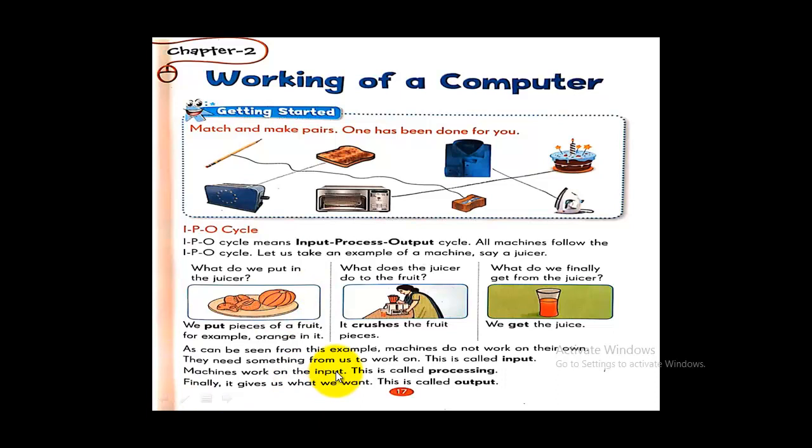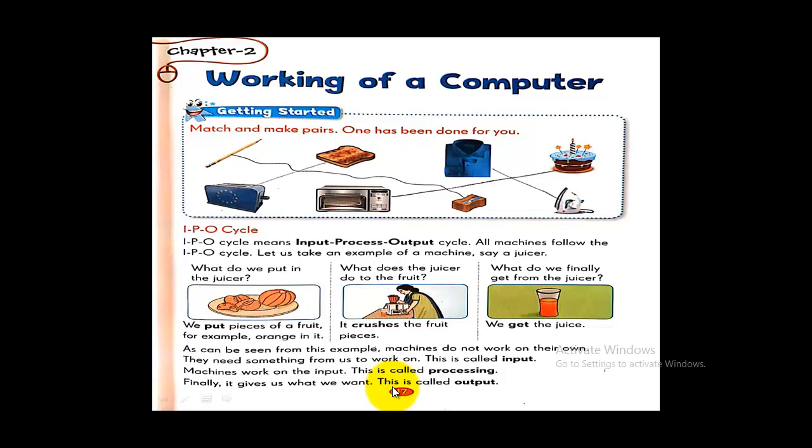They need something from us to work on. This is called input. Then the machine works on the input, crushing it. This is the processing. Then finally it gives us what we want. This is called output.